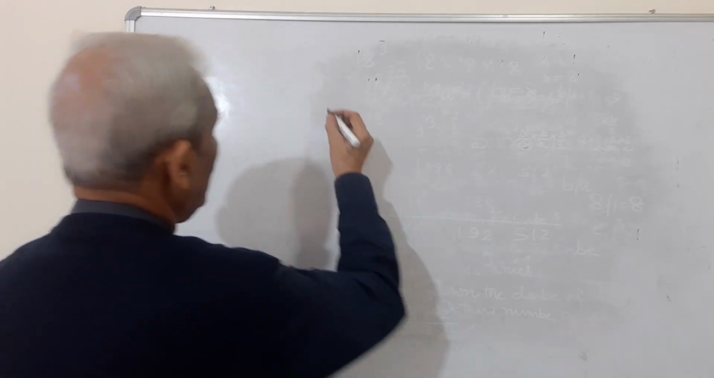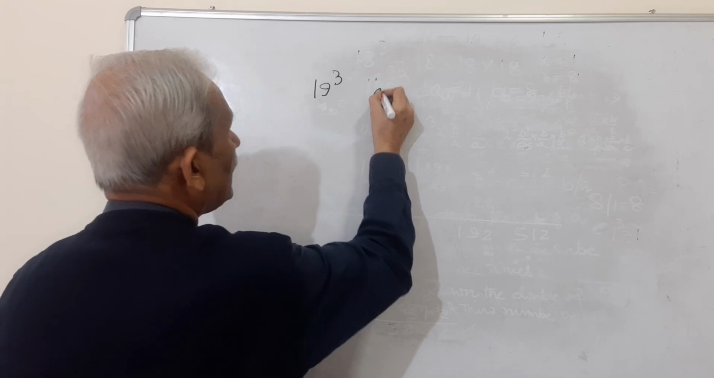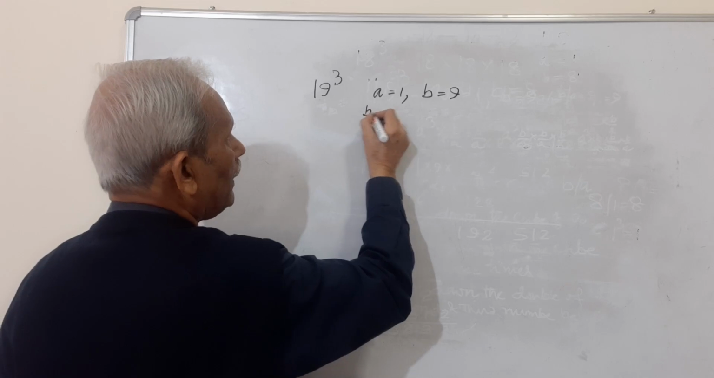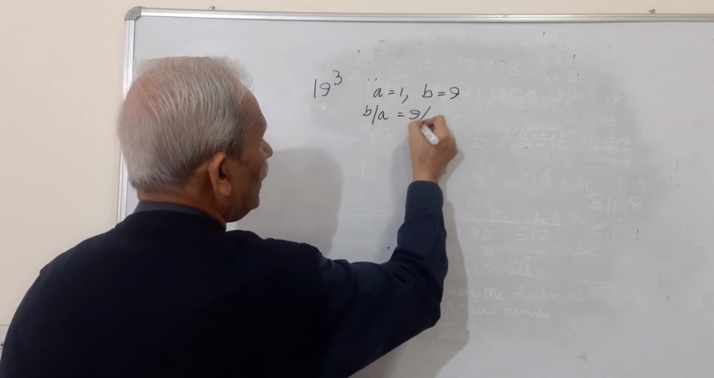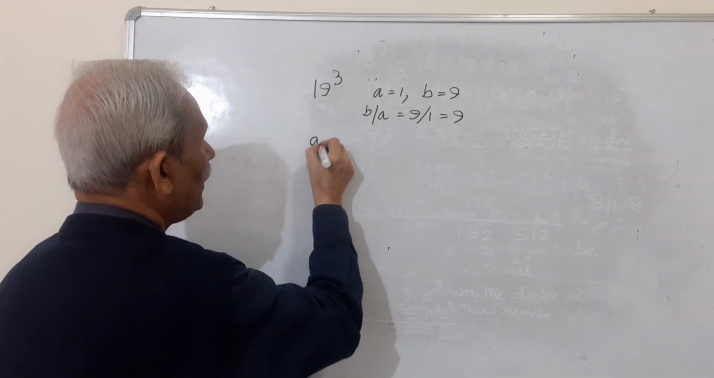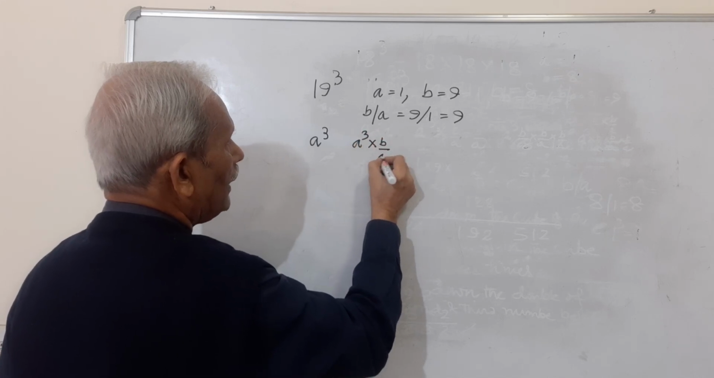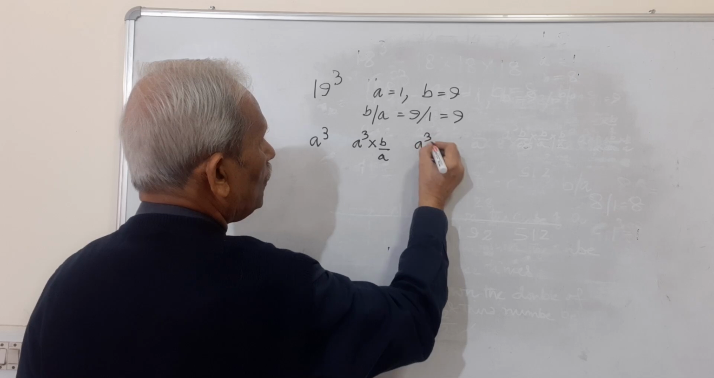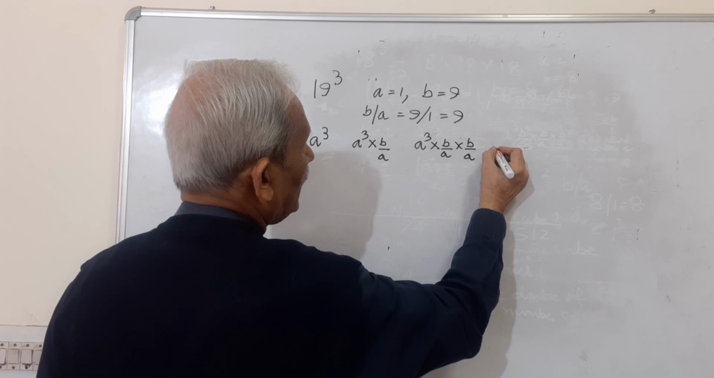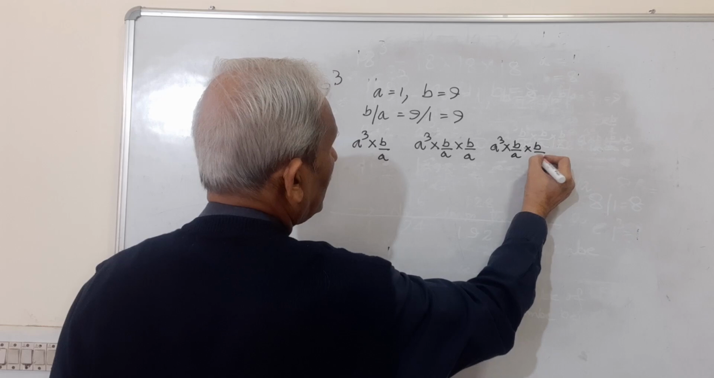Now let us take another problem, say 19 cube. Here A is equal to 1 and B is equal to 9. And so B by A is equal to how much? 9 by 1 is equal to 9. So what do you have to do? First write down A cube here, and then you write A cube into B by A, and then A cube into B by A into B by A. Then you write A cube into B by A into B by A into B by A, 3 times.